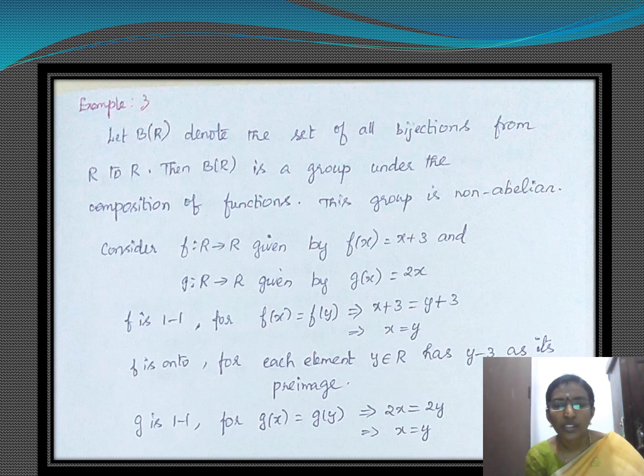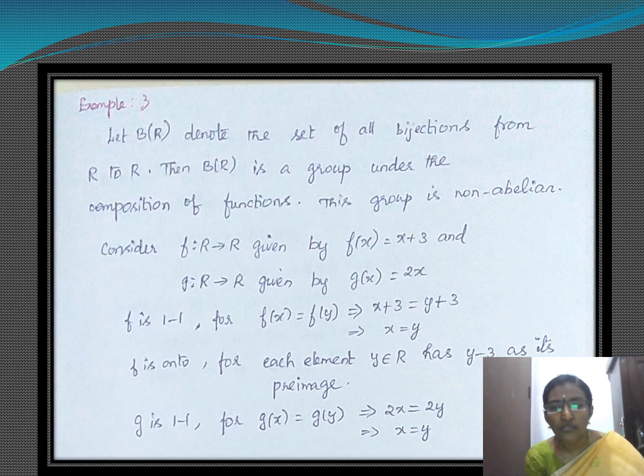Example 3. Here we take the set B of R, the set of all bijections from R to R. Then B of R is a group under composition of functions. This is an example of a non-abelian group. That is, it does not satisfy the property of an abelian group. Therefore, we take two elements from B of R, that is f from R to R and g from R to R. They are defined by f of x equal to x plus 3 and g of x equal to 2x. Here we have to check the property for abelian.